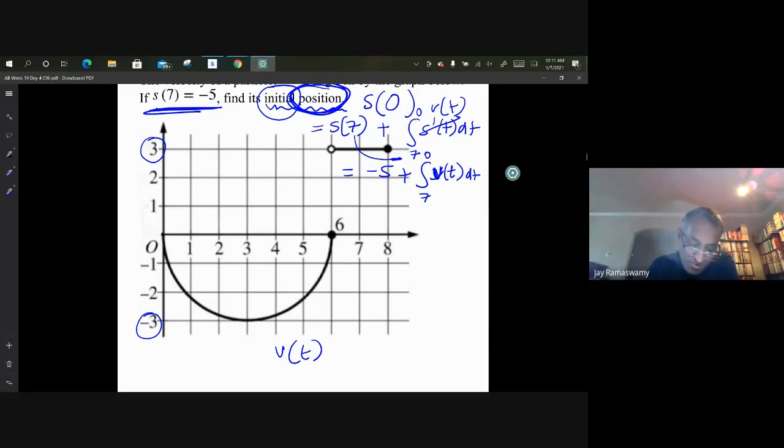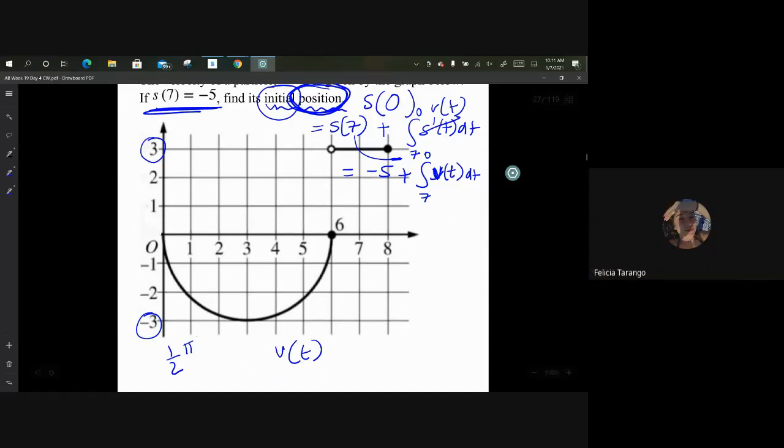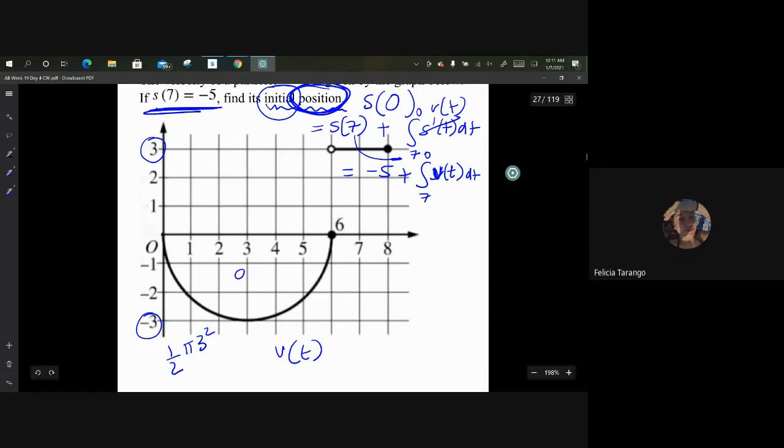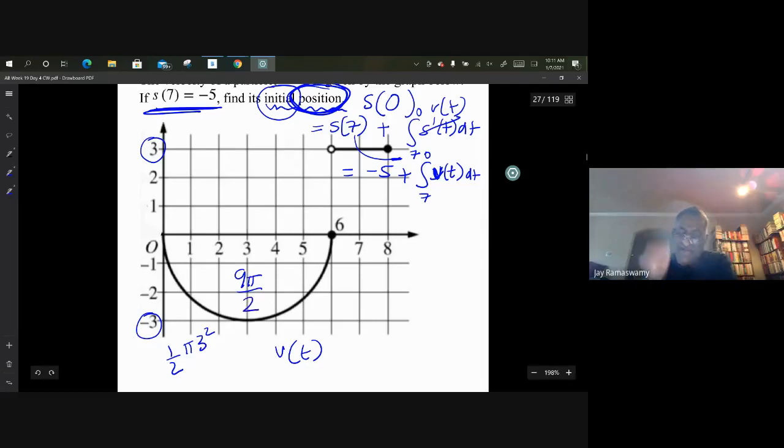So it's one half pi. What's the radius of the semicircle? Obviously 3. Radius, I said radius. So what do you get? Simplify. What do we get? 9 pi over 2. Thank you, Mr. Rango. 9 pi over 2.